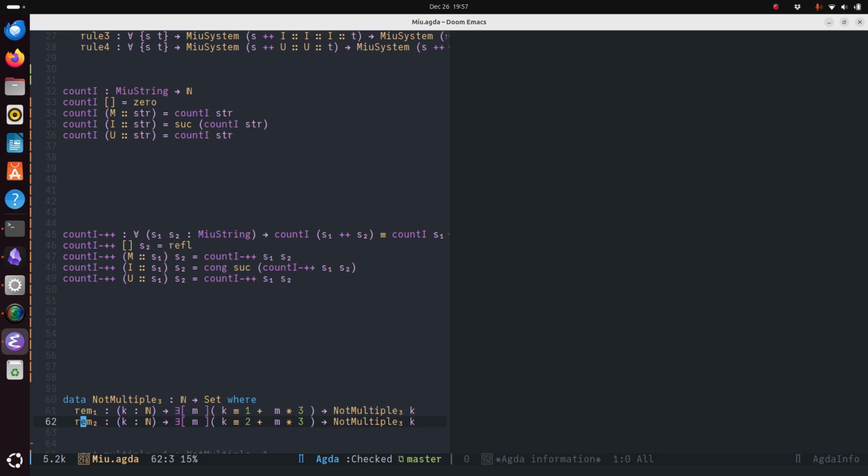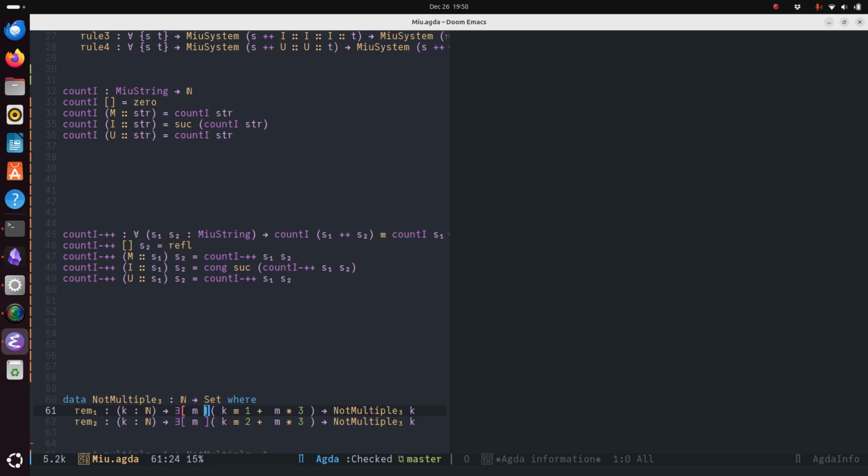Looking at the signature of rem1, we see that it is accepting two arguments: a natural number k and a second argument whose type asserts that when k is divided by 3 we get a remainder of 1. How is it doing that? It is doing so by asserting that there exists a number m such that k is equal to 1 plus 3 times m.